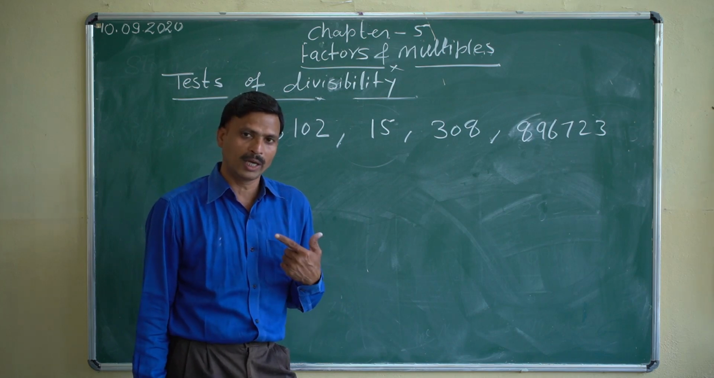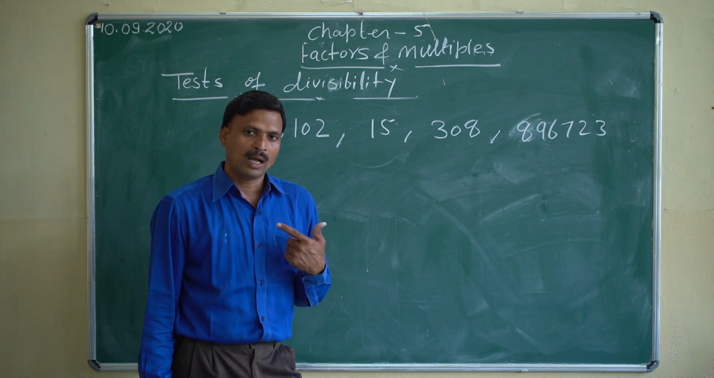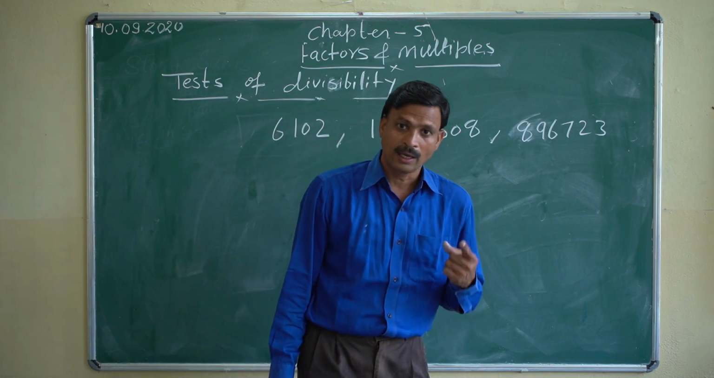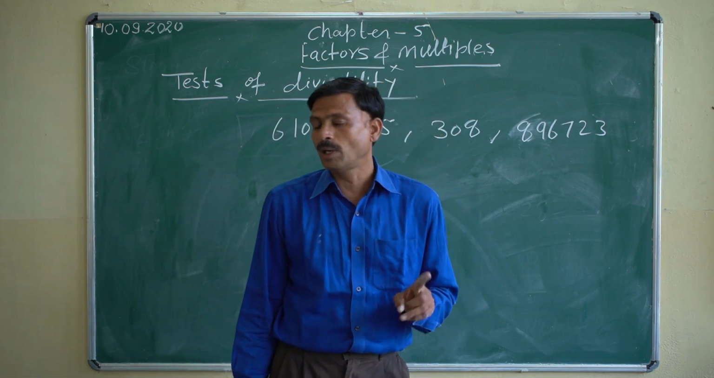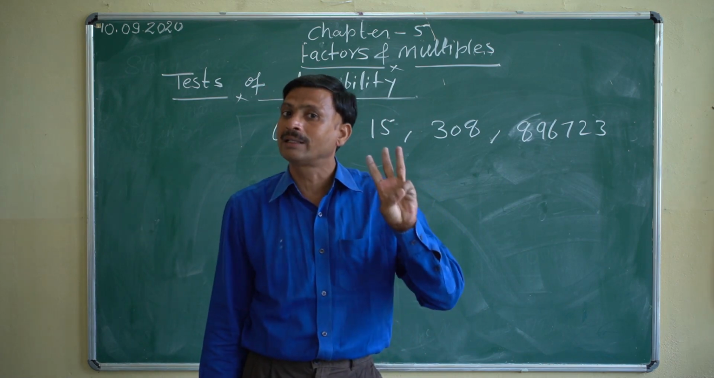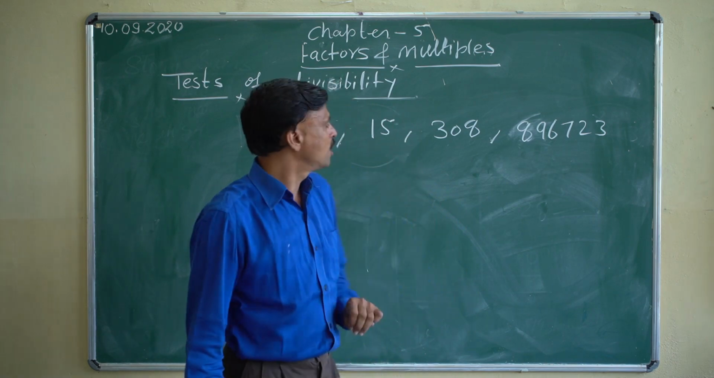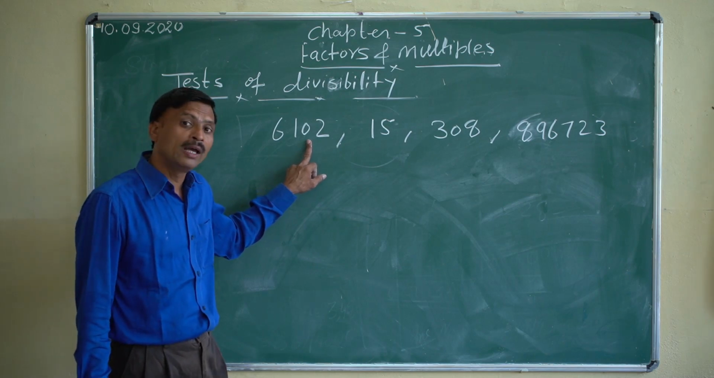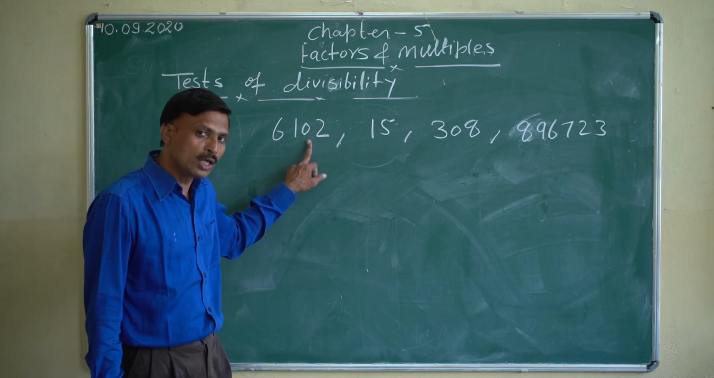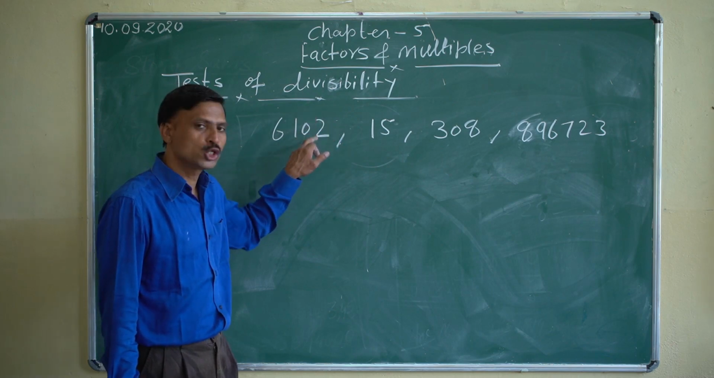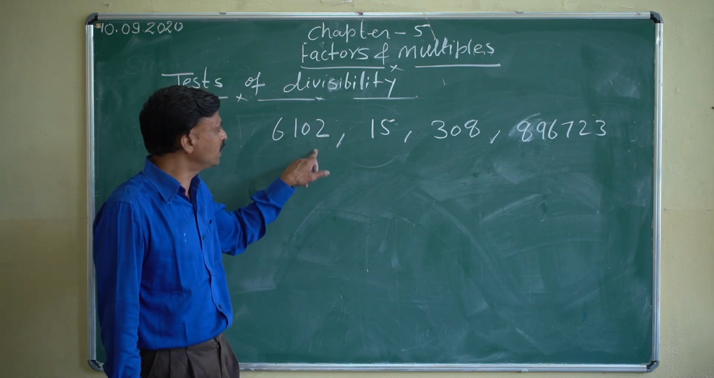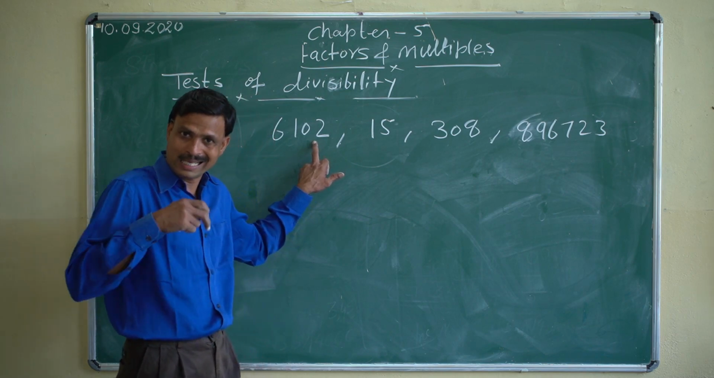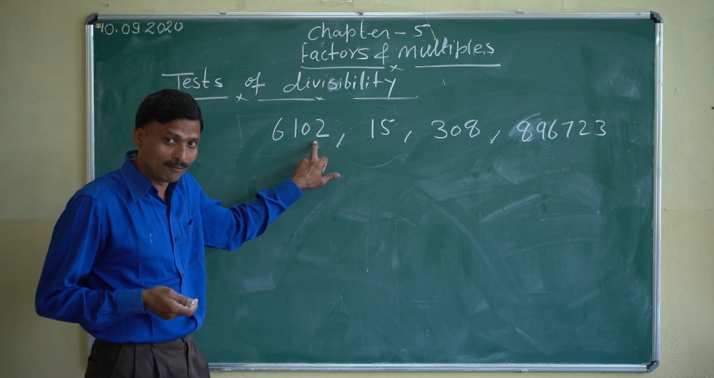So what is the rule I told? Yes, the number is divisible by 6 if the number is divisible by 2 and 3 both. So first, this number is definitely divisible by 2. Why? Because the unit place digit is 2. So since the unit place digit is 2, the number is divisible by 2. But is it divisible by 3? That also we have to check.